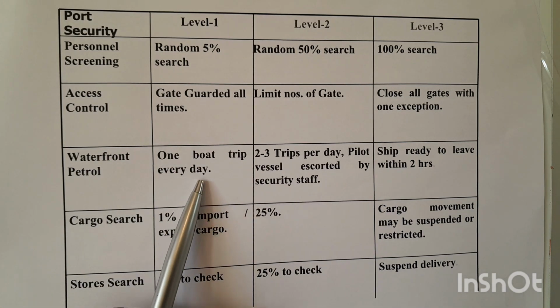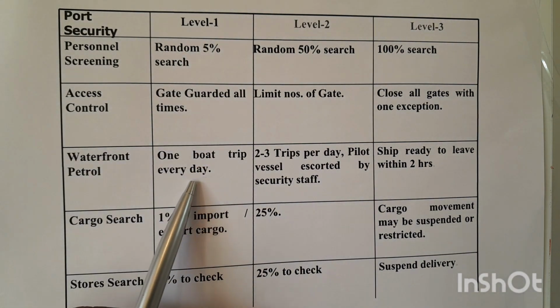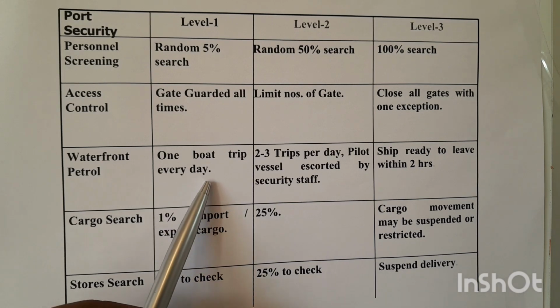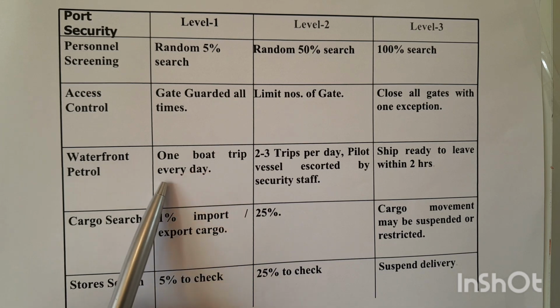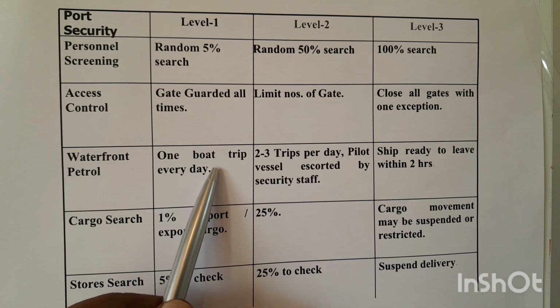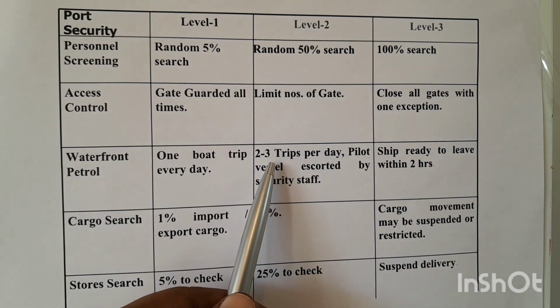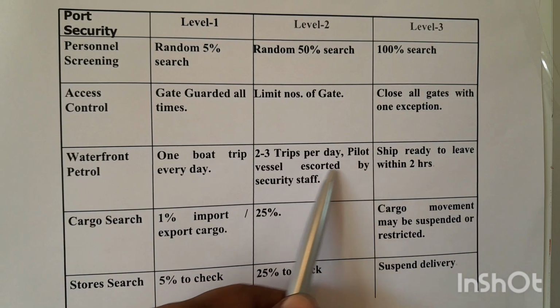One boat trip everywhere. In level 1, you can have one boat, security boat, which can just take a trip and see what is happening around, whether the other boats are coming, who are there. You can chase them, you can ask them and keep the port secure. In case of level 2, 2 to 3 trips per day.